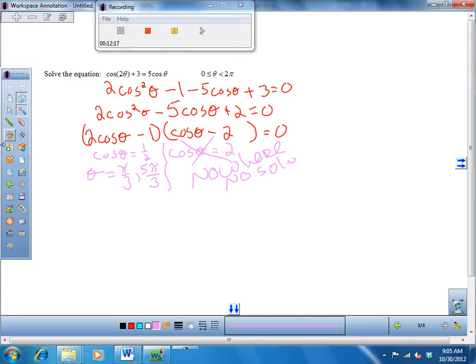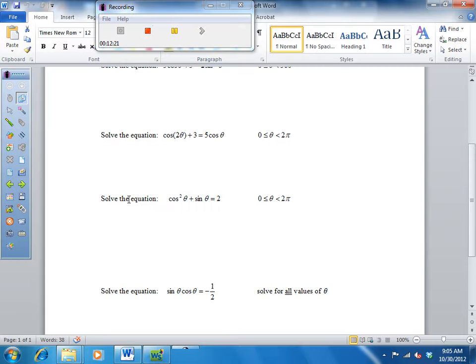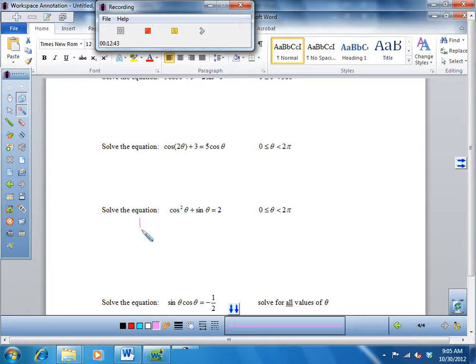Moving on. 2 more, and then we'll be done. So this one here, cosine squared plus sine. What do you think I want to do with this one first? Convert the sine theta to a cosine theta. What can I turn cosine squared into? 1 minus sine squared. Very nice. So I'm going to turn that into 1 minus sine squared theta plus sine theta.